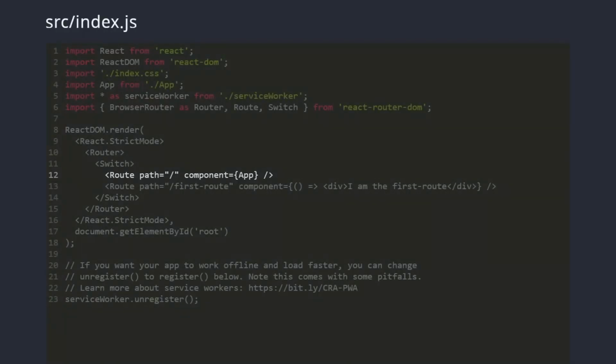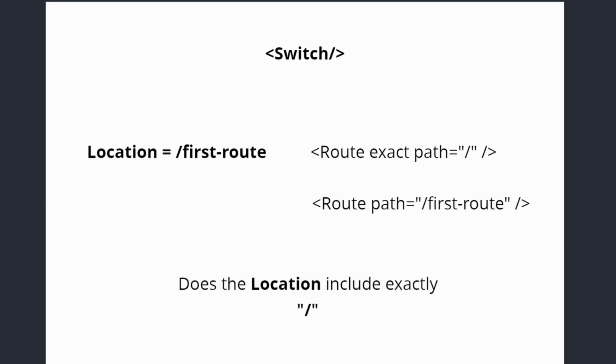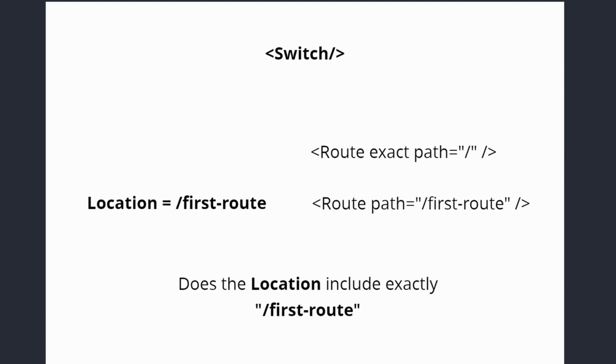How do we fix this? Fortunately, the fix for that is very simple. The route component lets us pass a Boolean value if we want the path to be exact. I will pass that exact property to the root route. Now when the switch tries matching the first route, does the location include exactly /? It won't be a match. But when it compares with the second one, it will be.